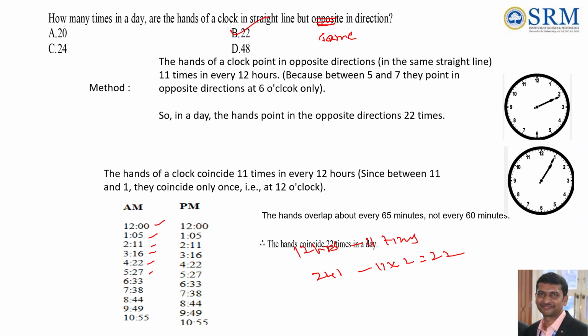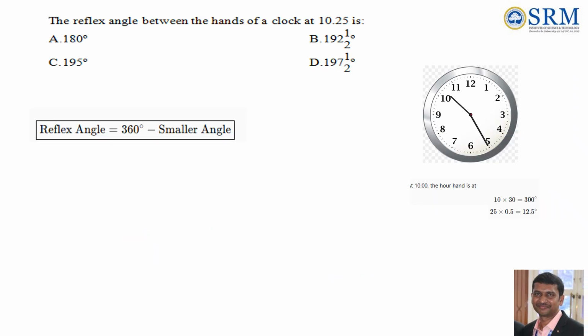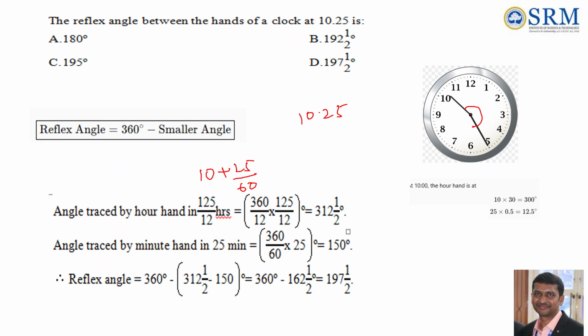Now, the reflex angle between the hands of a clock at 10:25. Reflex angle means whatever we find at 10:25, you have to subtract it from 360. The remaining is 10 hours plus 25 by 60. You have to calculate the angle traced.